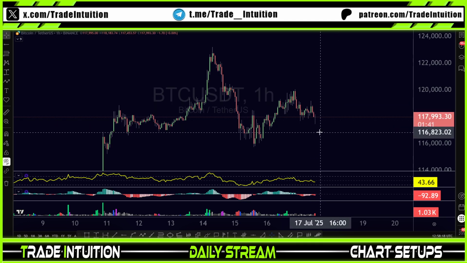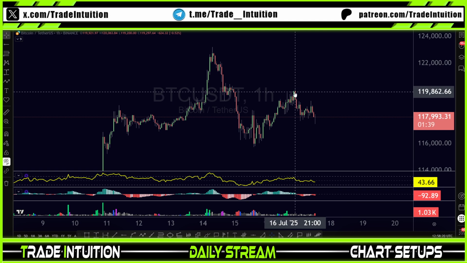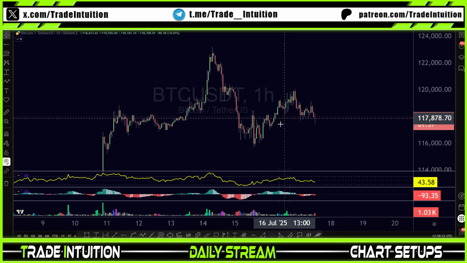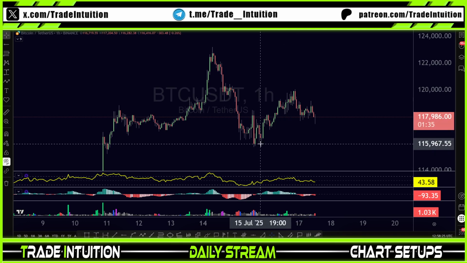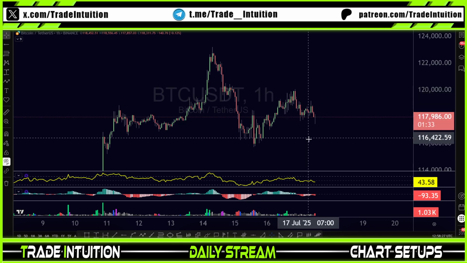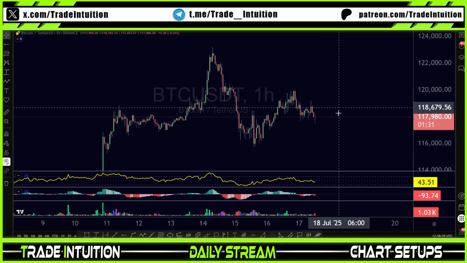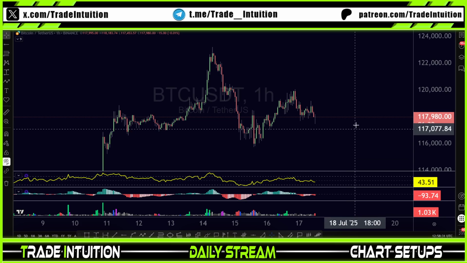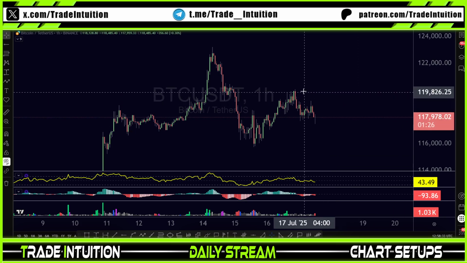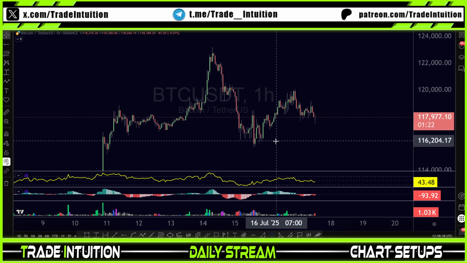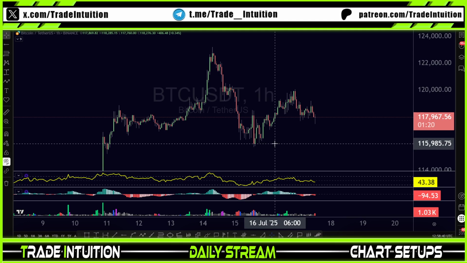The main thing that we're looking at now, we need to break this level to be bullish. We need to break this level to be bearish. Anything in here, it can flip and flop and then create its own range. And then if you want, you can trade the range. But the main thing is it needs to break this for us to get bullish, about 119.9. It needs to break this to be bearish, 115.9.